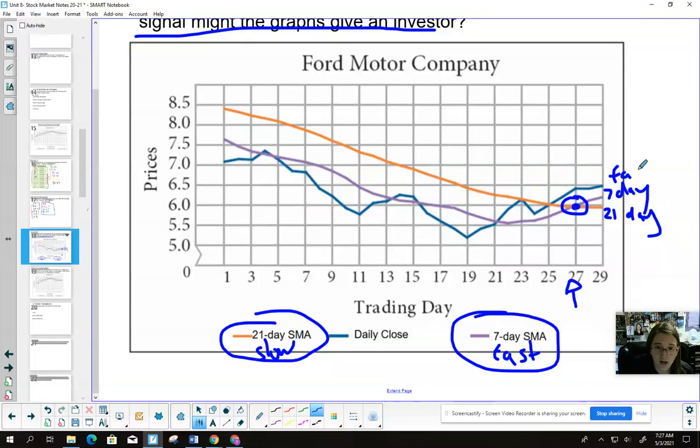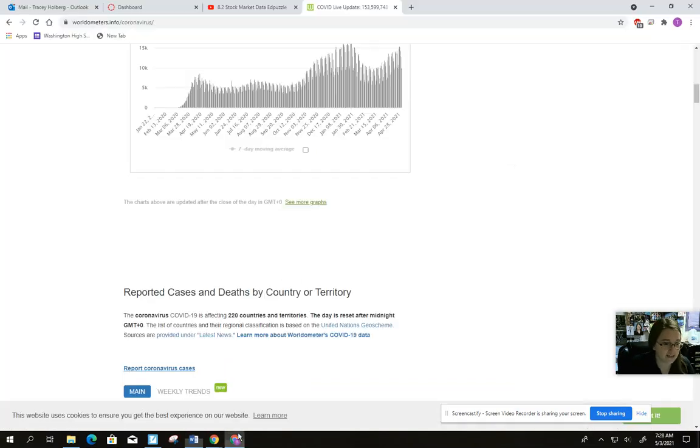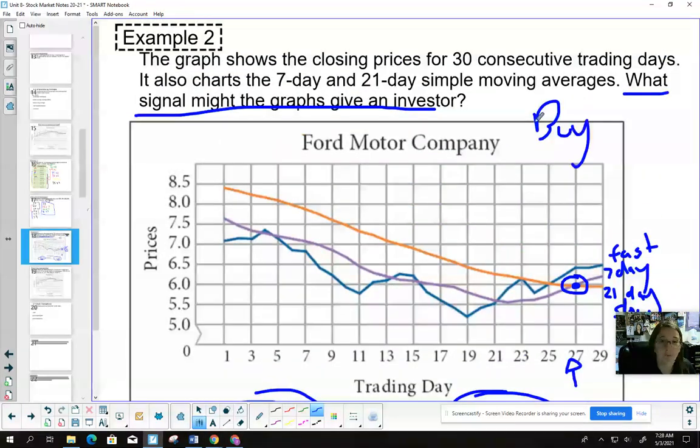So I'm going to go over here. The fast is on top after the crossover. The slow is on bottom. So looking back to the formula sheet, the fast is on top, the slow is on bottom. Should we buy or sell? We should buy stock on that day because the fast overtakes the slow. So our answer for this question is buy stock.